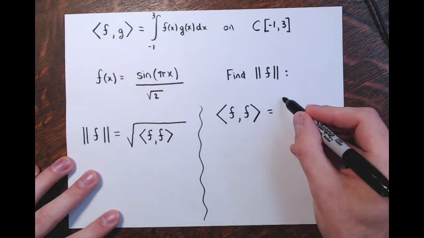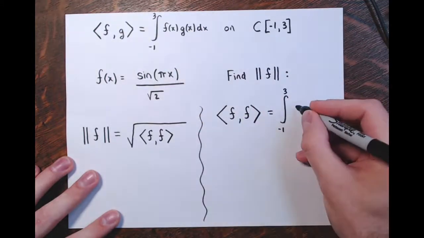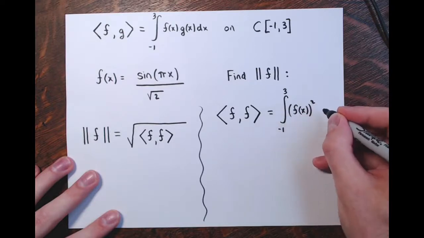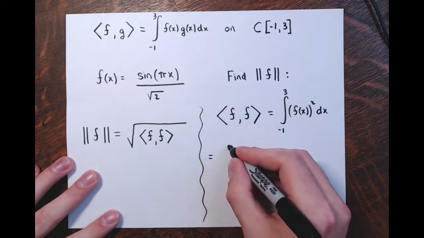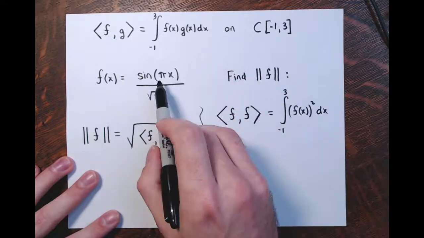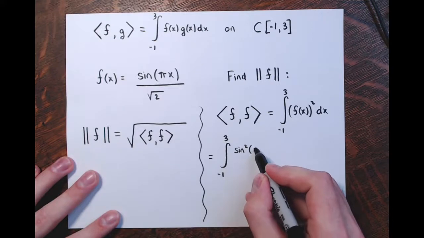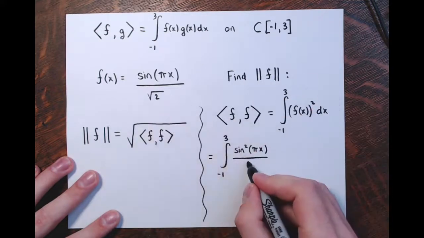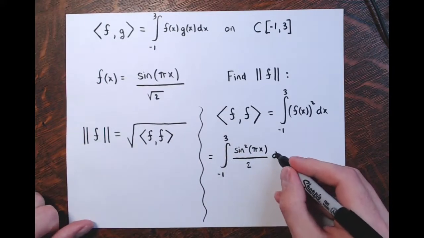So this would just be the integral from -1 to 3 of f times f, or f of x squared dx. All right, so what does this look like? This would be the definite integral from -1 to 3 of, when I square this function, sine squared of pi x divided by, and then square root of 2 squared is just 2, right? And then with respect to x.